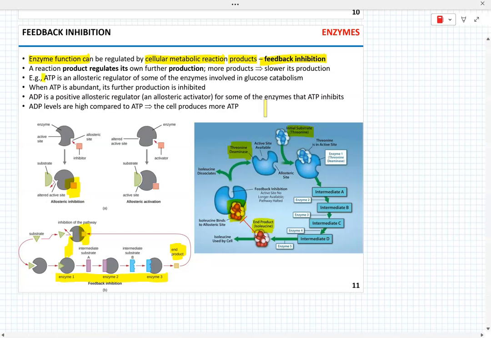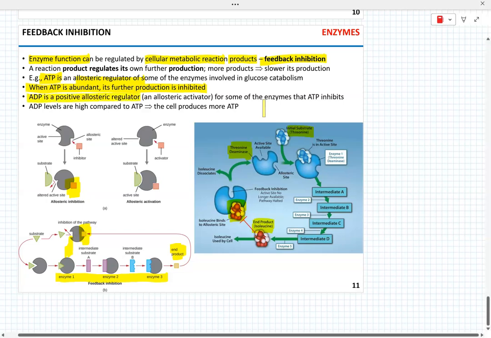Another example is ATP. ATP is a known allosteric regulator of some of the enzymes essential for the breakdown of glucose and generating ATP itself. When ATP is abundant, it binds to those enzymes, inhibiting their activity and therefore decreasing the rate of the product formation.